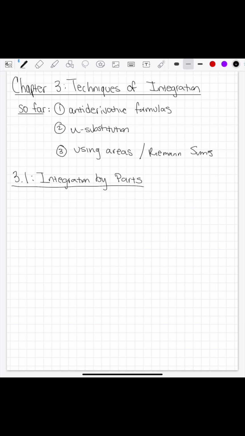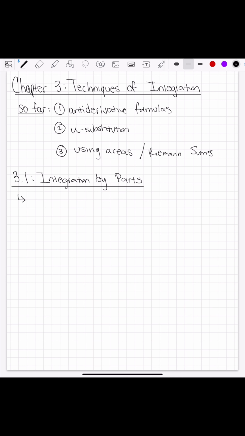So we've learned some techniques so far, right? In our integration toolbox, we have 1, the antiderivative formulas. 2, we have U substitution. And 3, we have using areas or Riemann sums, which was the original way we learned with rectangles and other shapes. So section 3.1 is going to add integration by parts to our integration toolbox.